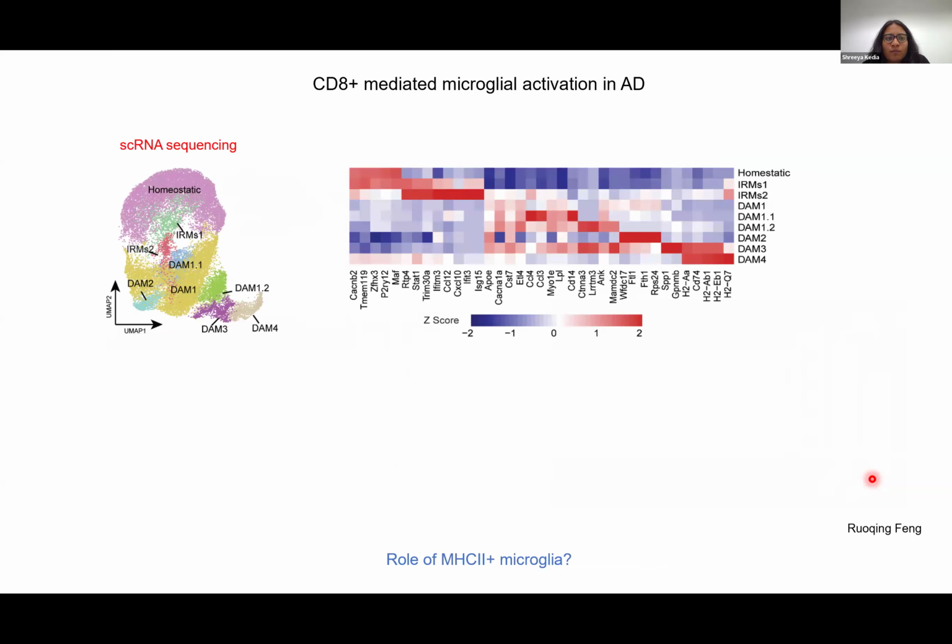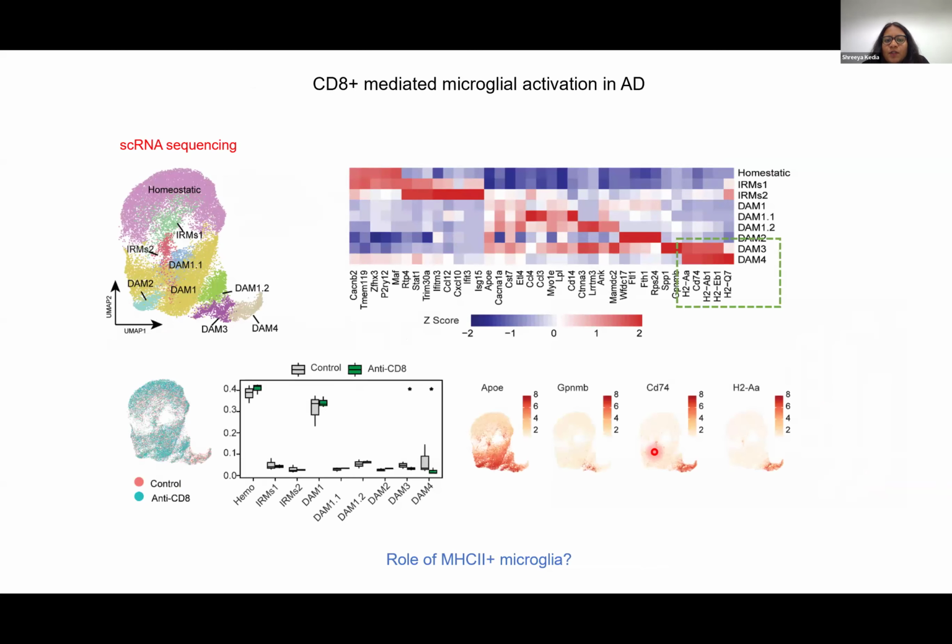To mechanistically understand what exactly is happening and how T cells can cause oligodendrocyte and myelin damage, we decided to perform single-cell RNA sequencing for control and CD8 positive T cell depleted animals. We looked at microglia because literature has shown that T cells can really have an impact on microglia and can really activate them. What we observed was that these two microglia clusters, DAM3 and DAM4, or disease-associated microglia 3 and 4, were much lower in anti-CD8 mice.